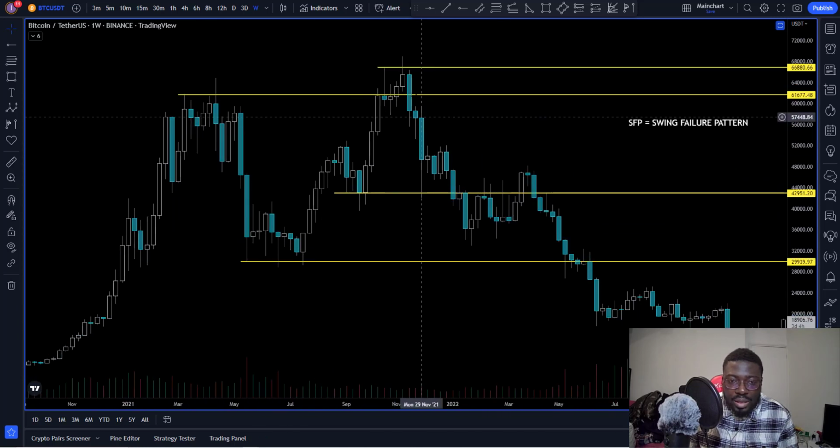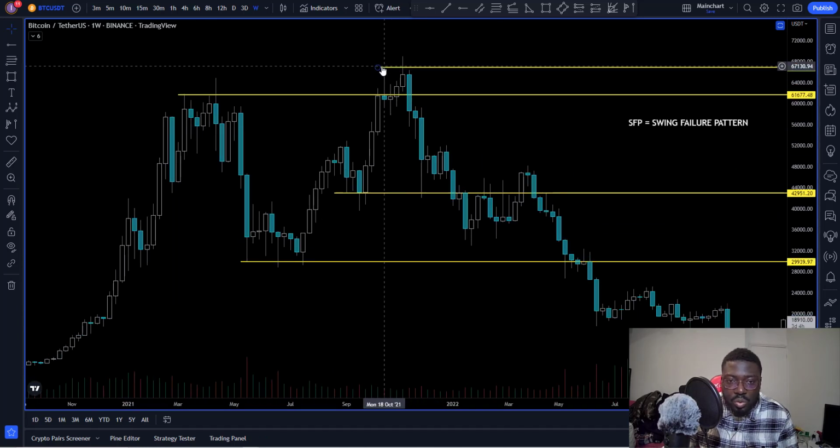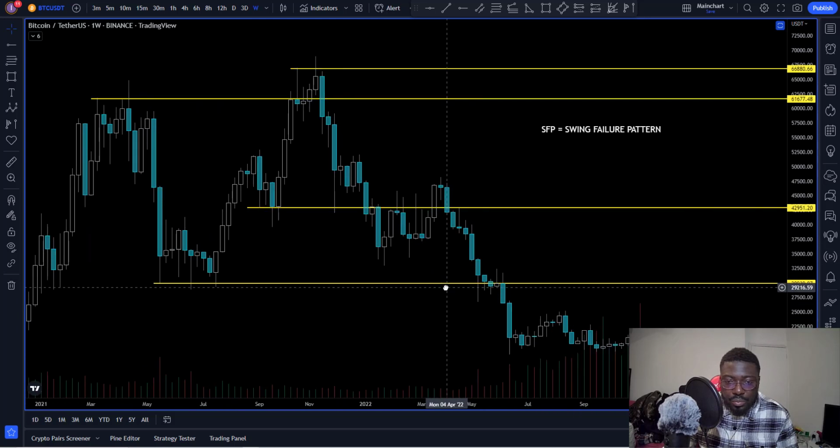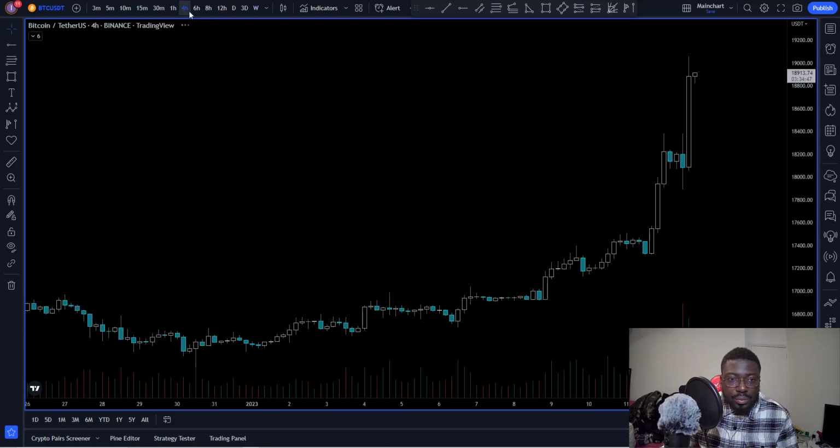The high of this entire move was this. So it's enough for you to start looking for a swing failure pattern on the peak of those highs. This is the low we made before we could move to the upside. So it's enough for you to start looking for a swing failure pattern of this low for you to get in on a long position.